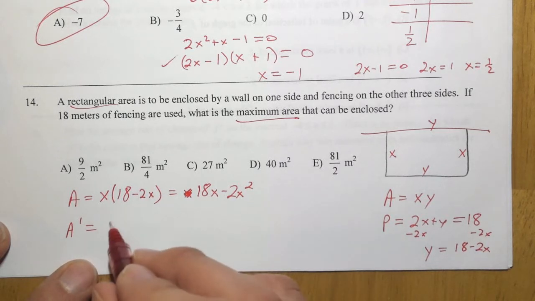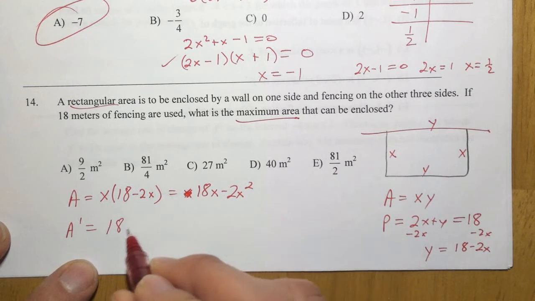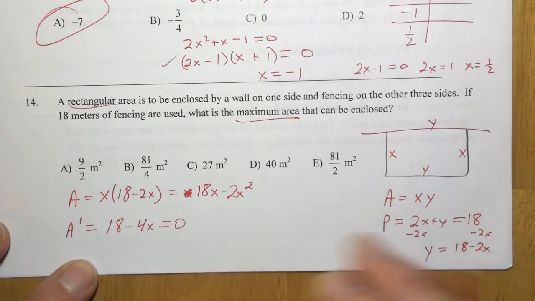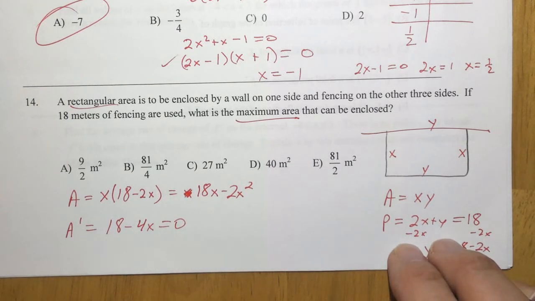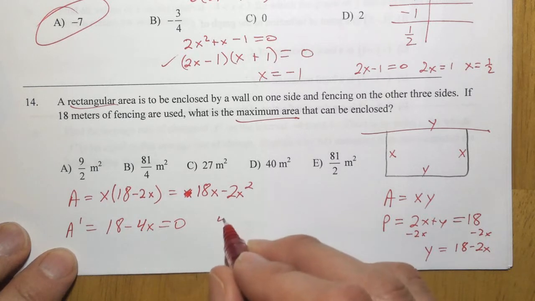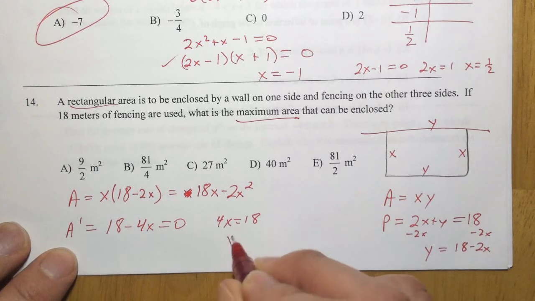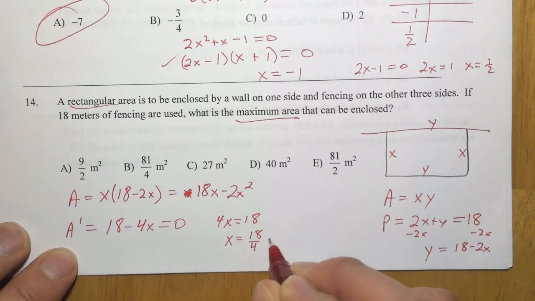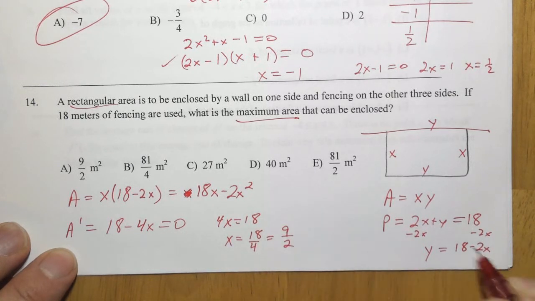So we get our first derivative. We have 18 minus 4x. We want to set that equal to 0. That gives us our critical number. All right. We add 4x to both sides, so 4x is equal to 18, and x is equal to 18 divided by 4, which is 9 over 2.